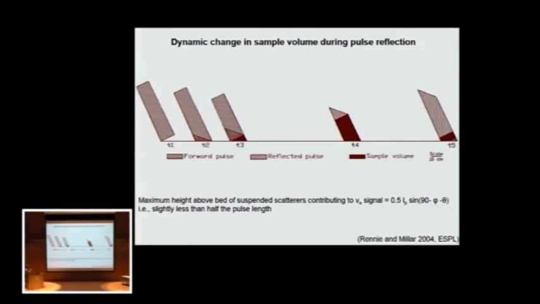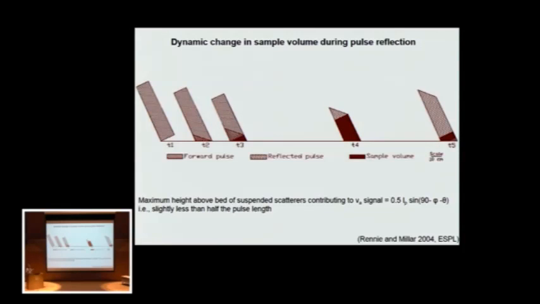What this diagram shows is the pulse progressing in time as it reflects off the bed. The maximum height off the bed where the sample volume can reach is approximately half of the pulse length. So the sample volume depends on the pulse length employed. For a typical RDI ADCP, it's 20% of the depth. That's the default pulse length. So if you're measuring in a 10 meter deep flow, the pulse length is going to be 2 meters long, which means the sample volume could be about a meter off the bed.